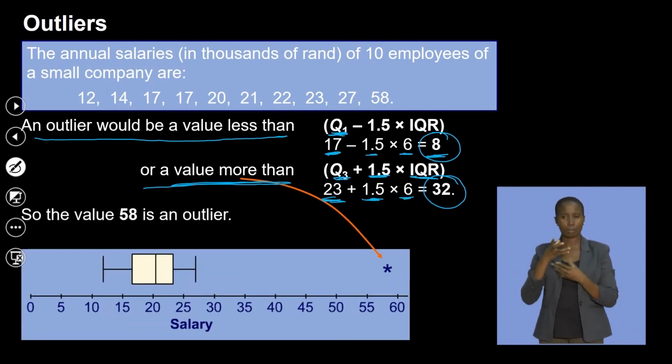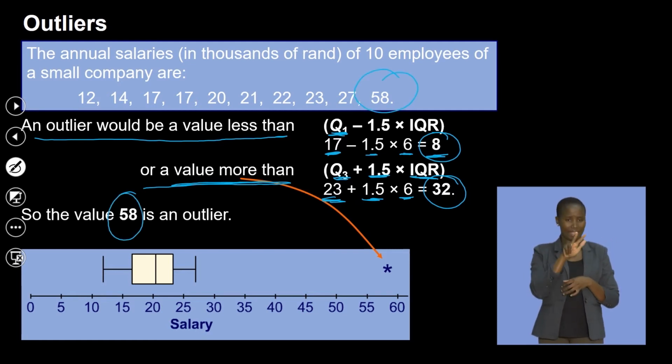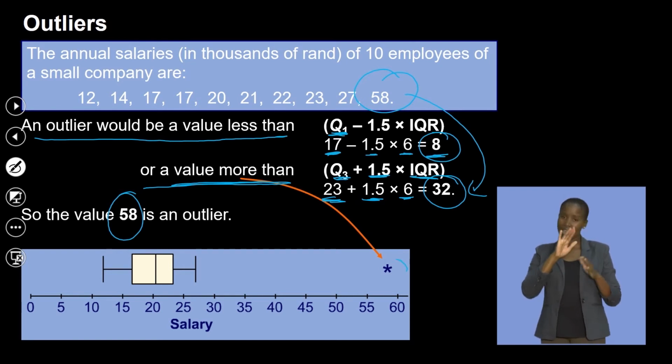So the value is 58, because 58 is larger than 32, which makes it an outlier. This is how we represent an outlier using our whisker plot. Does that make sense, guys? The 58 is our outlier.